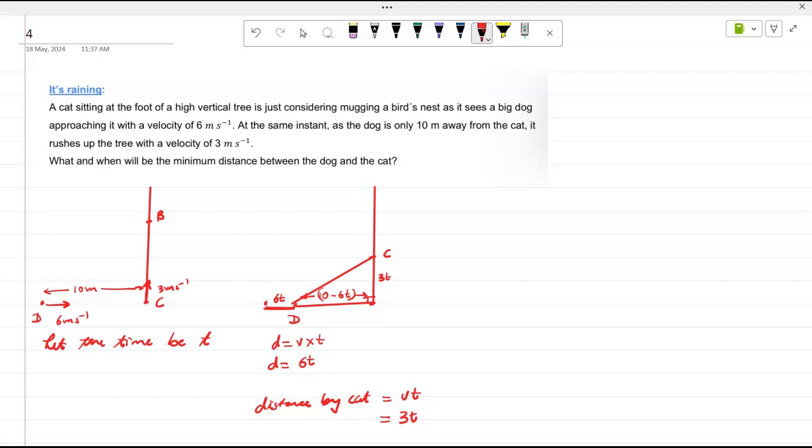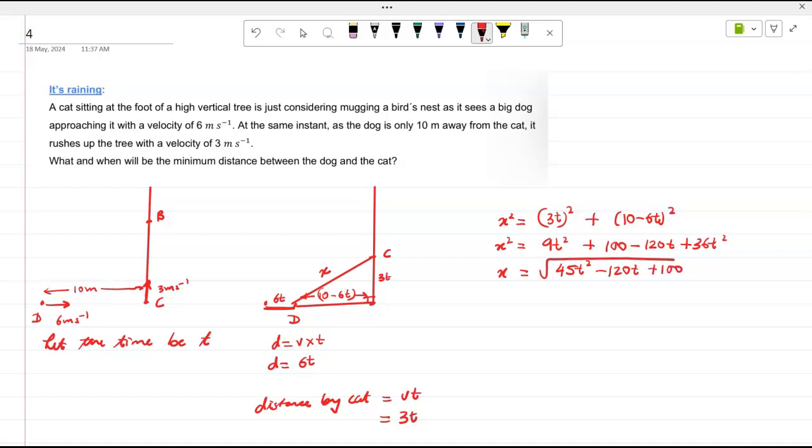So, what is the distance between them? If we call the distance x, then x square is equal to (3t) whole square plus (10 minus 6t) whole square. So x square is equal to 9t square plus 100 plus 36t square minus 120t. Correct? So x is equal to the root of 45t square minus 120t plus 100.